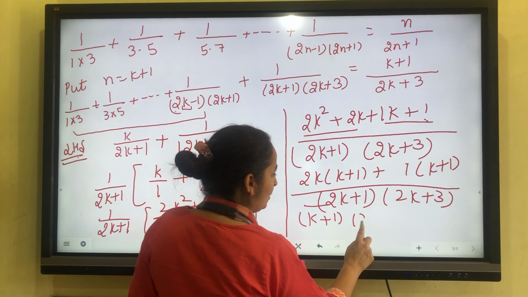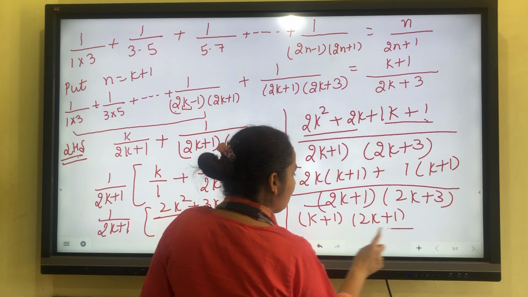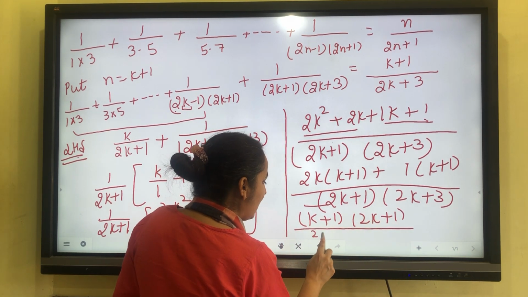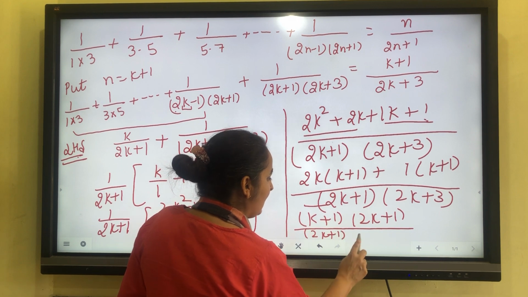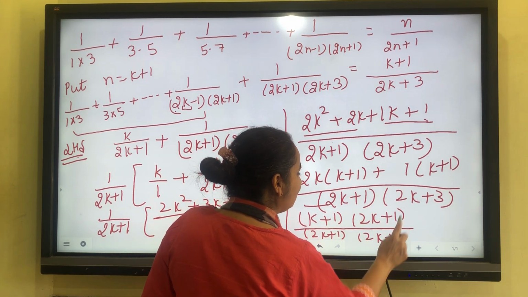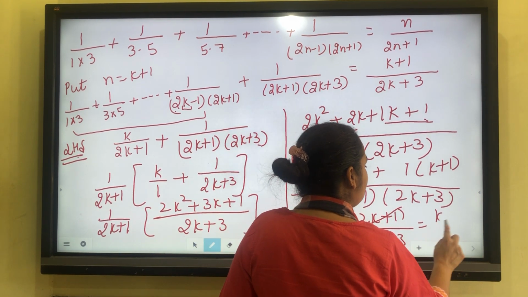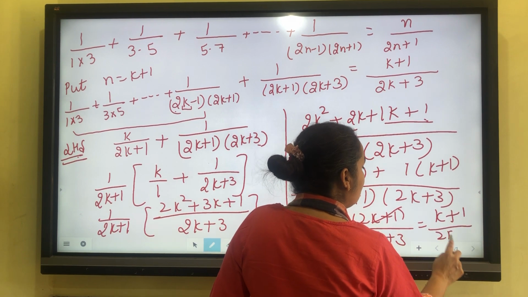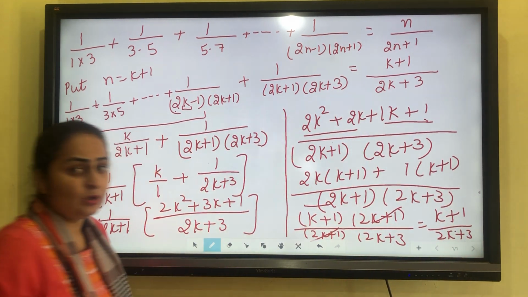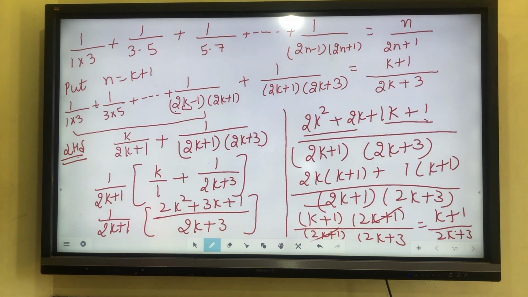What is the next step? 2k plus 1 whole divided by 2k plus 1 and 2k plus 3. This will cancel, which is equal to k plus 1 upon 2k plus 3, which is equal to the right hand side of the result. Now this is the whole concept of mathematical induction, that in each and every question, whether there is a denominator, whether there is a numerator, there is no change.